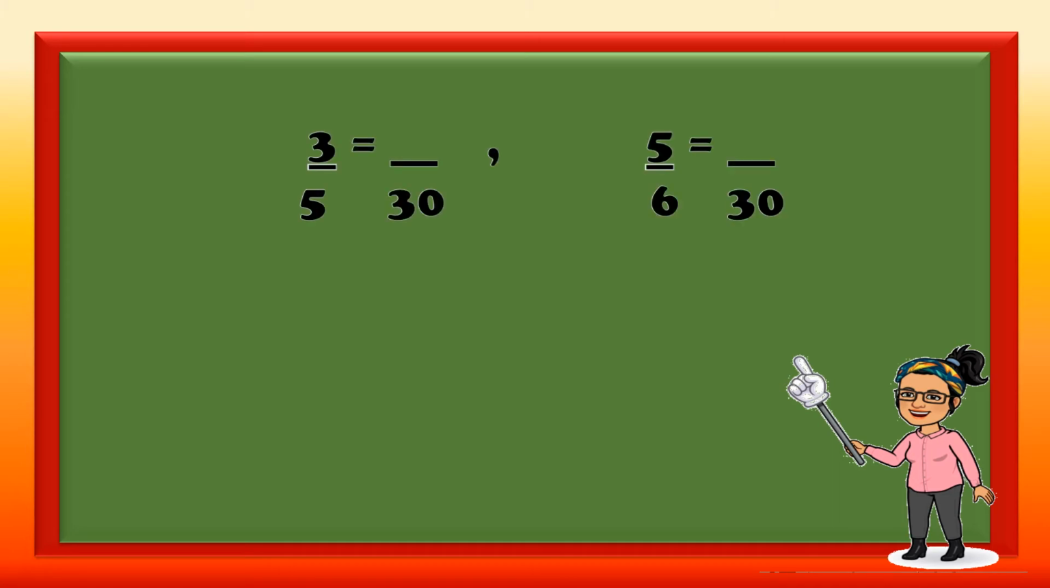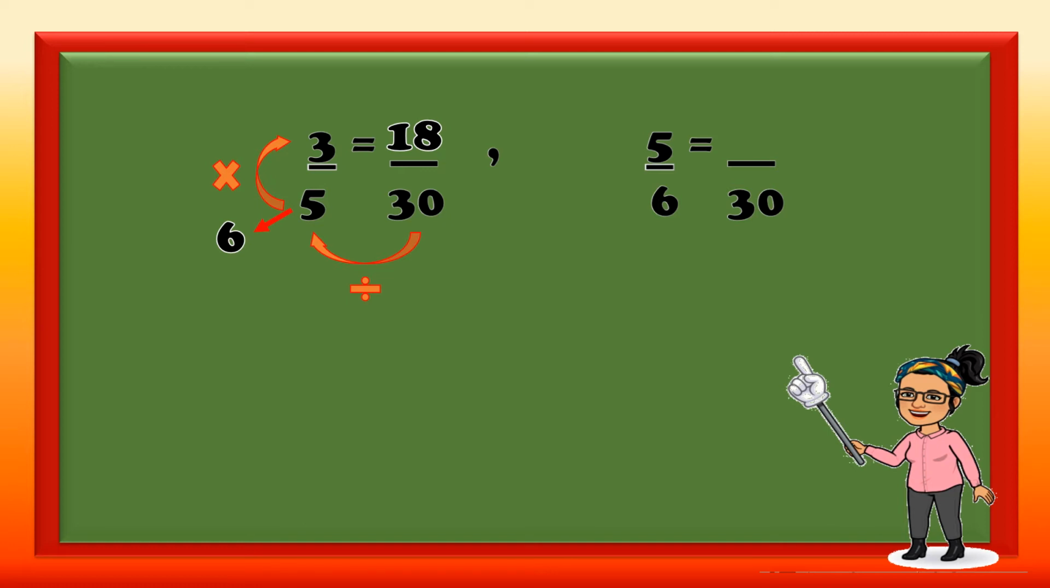Okay, so let's find the new numerator. Again, we just divide and then multiply. So 30 divided by 5, we get 6. And then we just multiply the quotient by the numerator 3. So 6 times 3, we get 18. So 3/5 will become 18 over 30. Did you get that? Okay, how about 5/6?